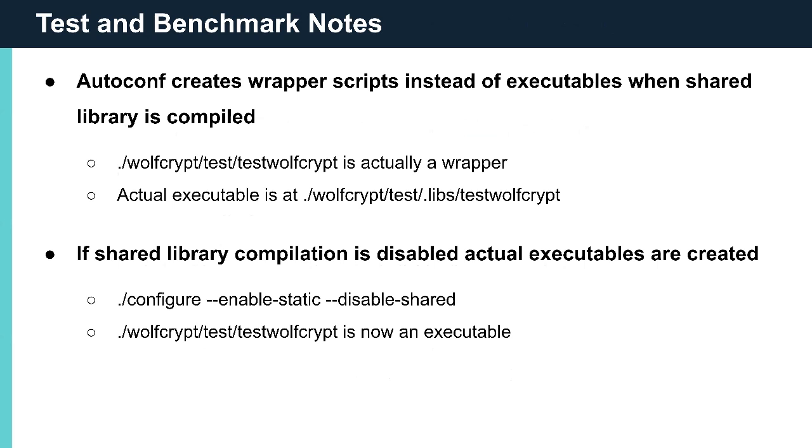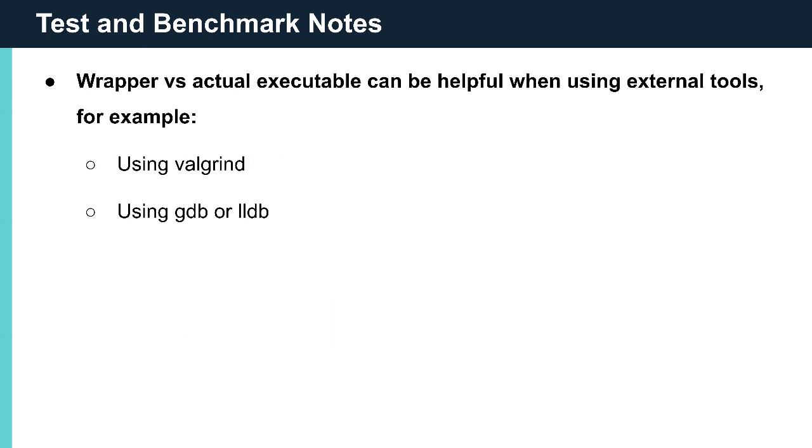One thing to note, when you're building through Autoconf with configure and make, the executables that you're running, so say the testwolfcrypt executable, is actually a wrapper script that Autoconf sets up to help it find and set the right paths. The actual executable is at wolfcrypt/test/.libs/testwolfcrypt. If you're building a static library instead of a shared library, this won't be the case, and testwolfcrypt will actually be an executable. That's good to keep in mind, especially if you're trying to use external tools with those applications like Valgrind, or run it through GDB or LLDB.